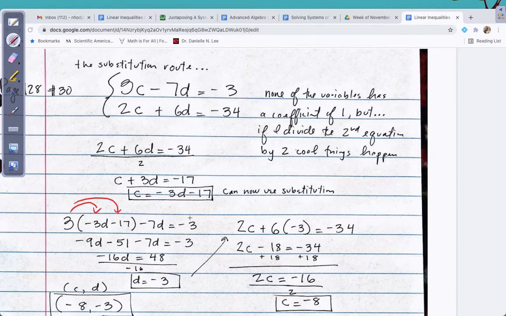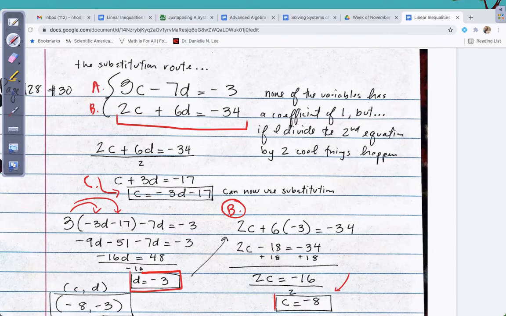Of course, when I'm solving a system, I want to find an ordered pair in space. I want to find out exactly where and if they intersect. So now I can take this value of D and plug it into either equation that I choose. I could plug it into equation A or B, or even this version, let's call this version C. I can plug it into any one of these versions. I've elected to plug it into version B, which used to say 2C plus 6D is equal to negative 34. But now I'm replacing that D value with negative 3, and I'm able to figure out that C is equal to negative 8.